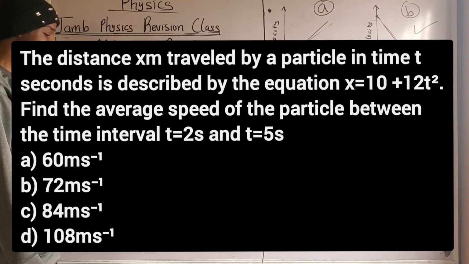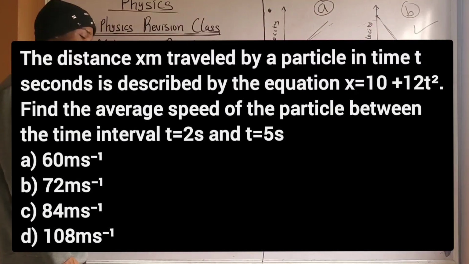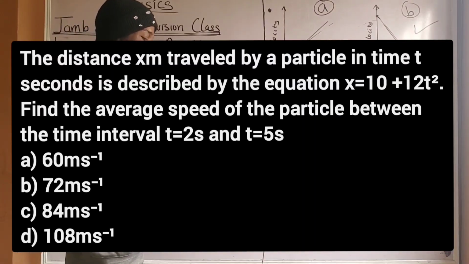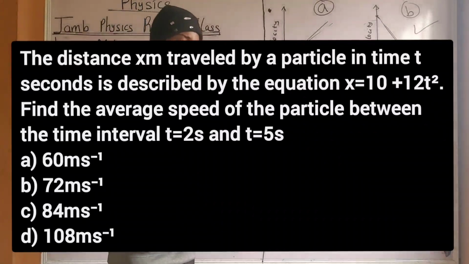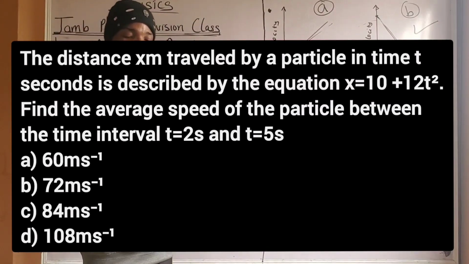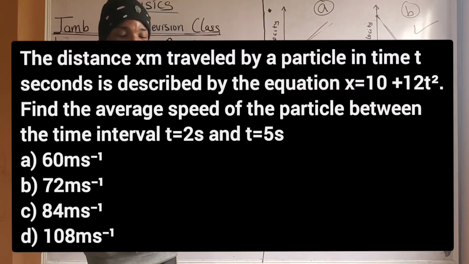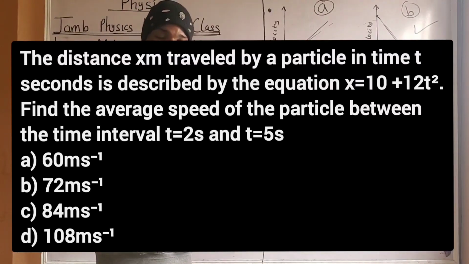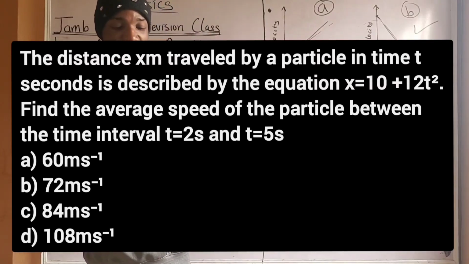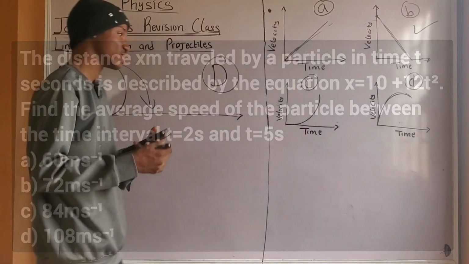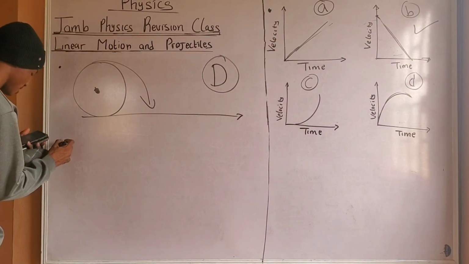The distance x meters traveled by a particle in time t seconds is described by the equation x equals 10 plus 12t squared. Find the average speed of the particle between the time interval t equals 2 seconds and t equals 5 seconds. A. 60 meters per second. B. 72 meters per second. C. 84 meters per second. D. 108 meters per second.